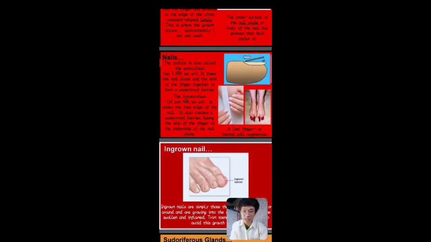The nail also has the eponychium. It fuses the nail plate and the skin of the finger together to form a waterproof barrier. The hyponychium is under the free edge of the nail. It also creates a waterproof barrier, fusing the skin of the finger to the underside of the nail plate. A lost finger or toenail will regenerate. So yung mga patay nating kuko o nasirang kuko mismo ay kaya mag-regenerate o bumalik sa dati.